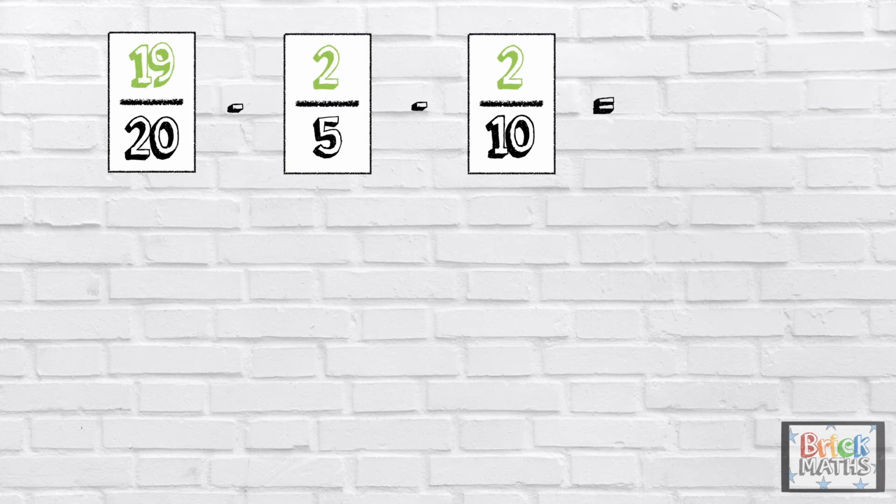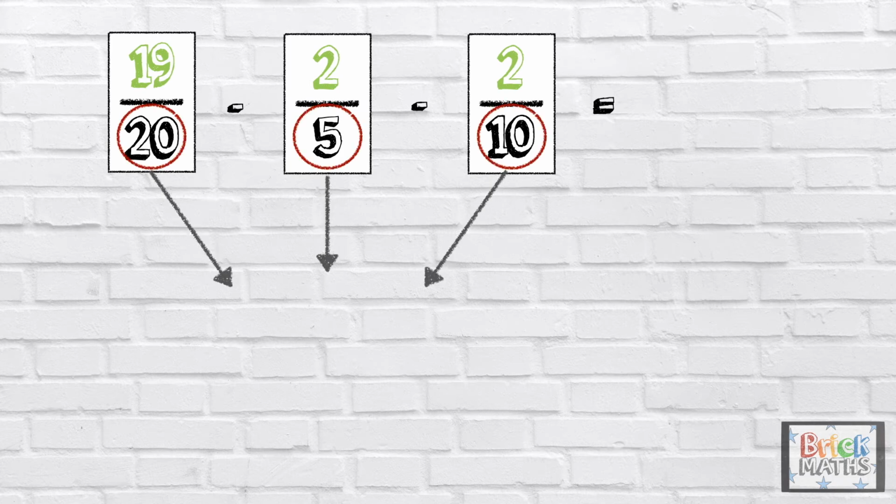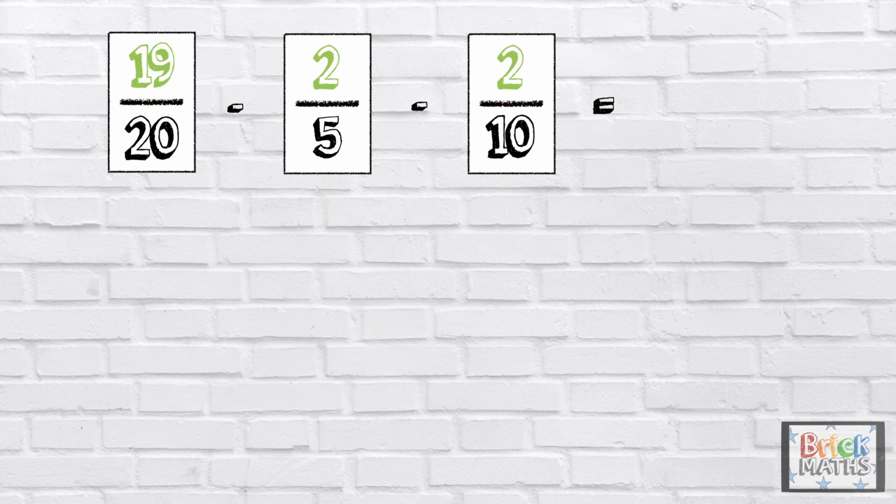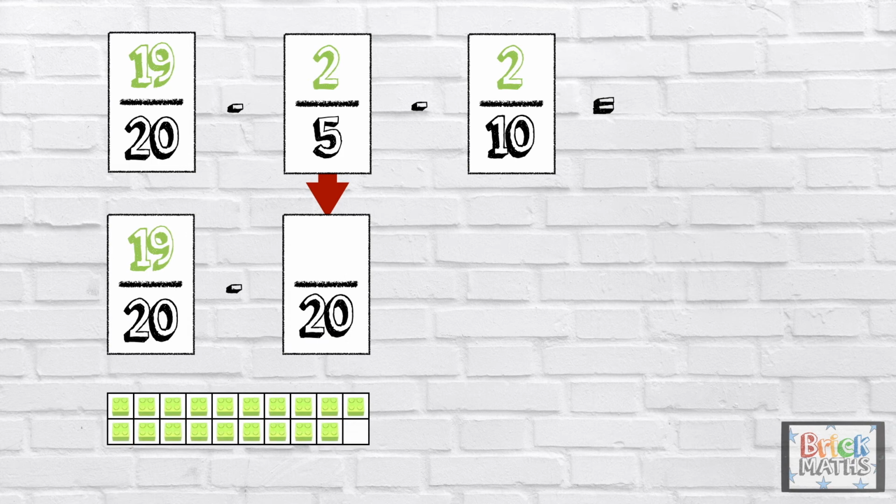How did you get on? First, we need to find a common denominator. 20 is the common denominator because it can be divided by 20, 5 and 10. So first we need to find an equivalent fraction for 2/5 with its denominator as 20. We multiply 5 by 4 to get 20, so we need to multiply the numerator by 4 as well, which is 8, so the equivalent fraction is 8/20.